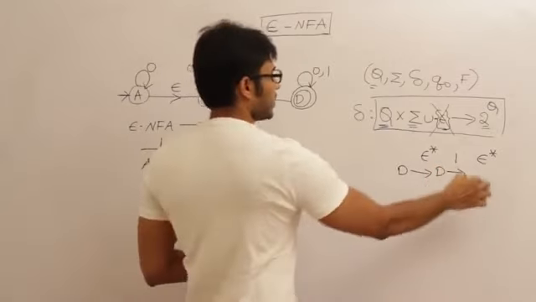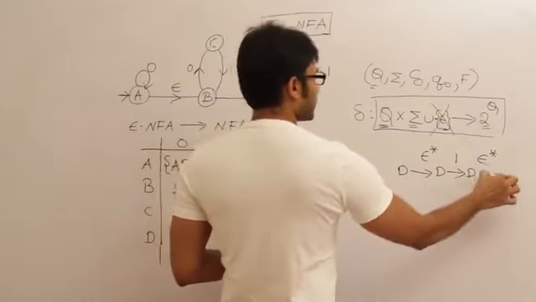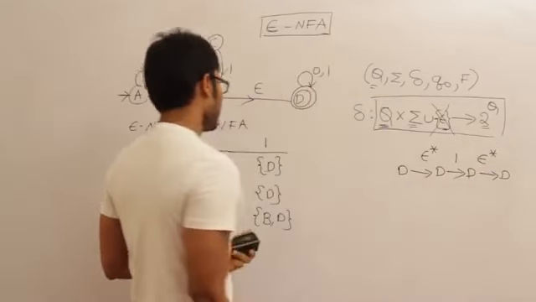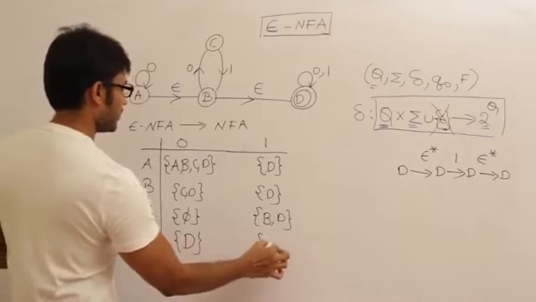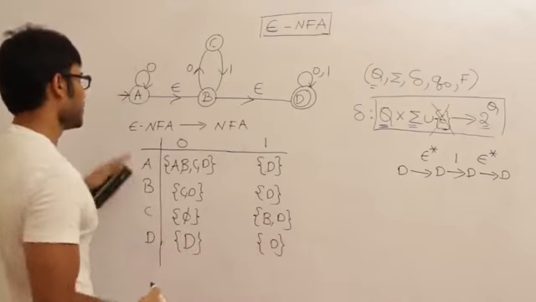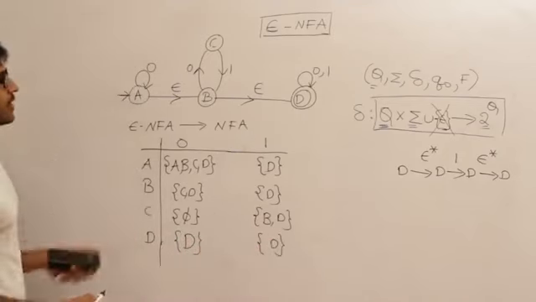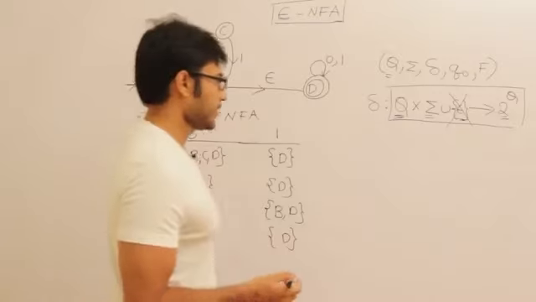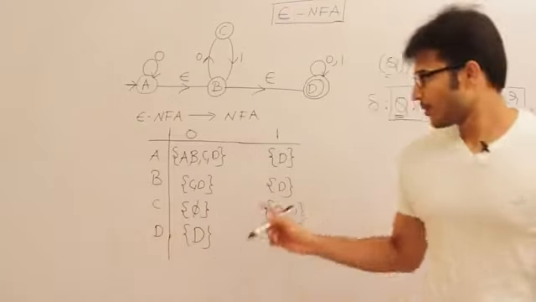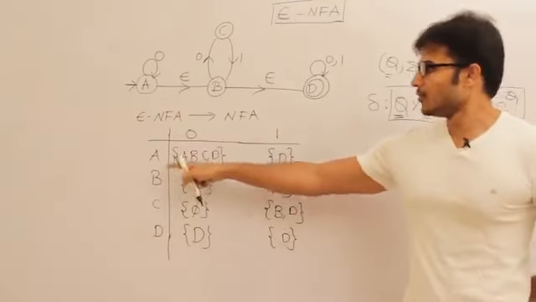D on 1 is simply D itself. And what about epsilon closure of D? Simply D. Therefore this is again D. So this is the NFA for the given epsilon NFA. Now let's draw the transition diagram for the same thing. So how many states are there? We have only 4 states.